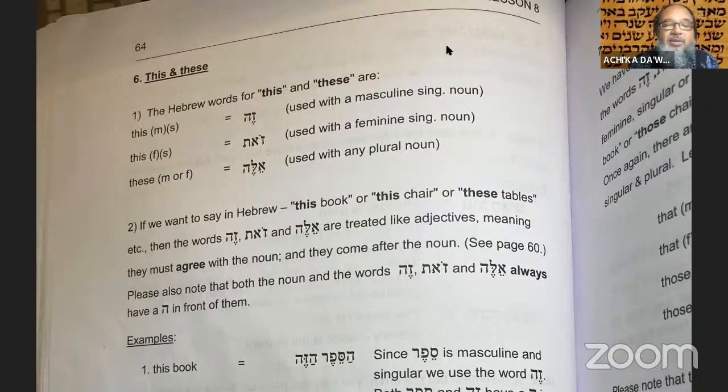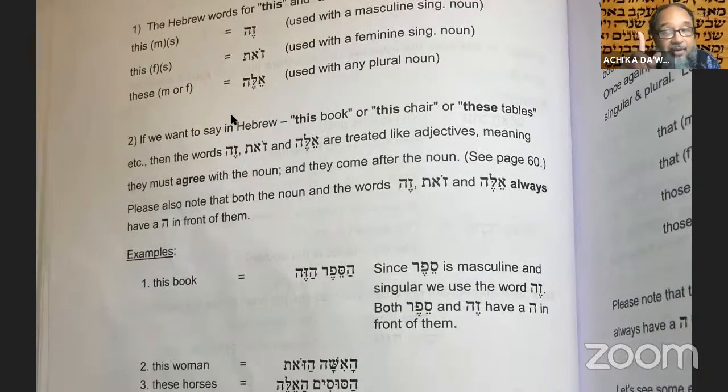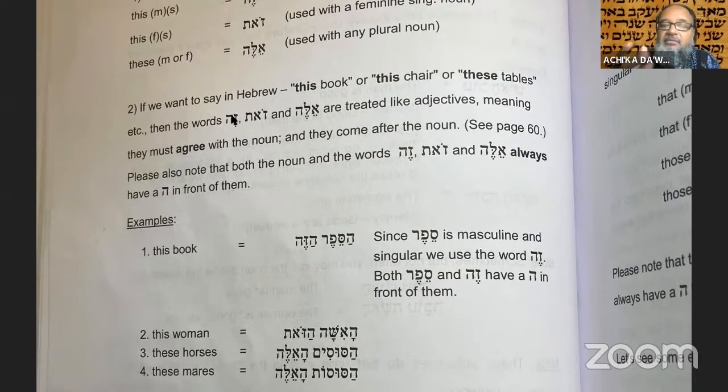But what they want us to know in part number 2 here is that when we have these words, ze and zoth and ele, they have to be treated like they're adjectives. So they're describing the noun. But they also have to agree with the noun. So what does it mean? It means if the book is singular, this book would be one book. So if it was this book, it'd be hasaper haze, okay?